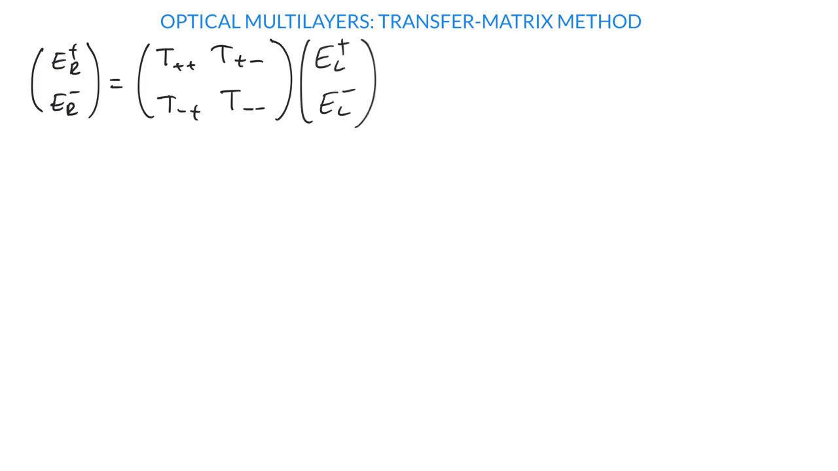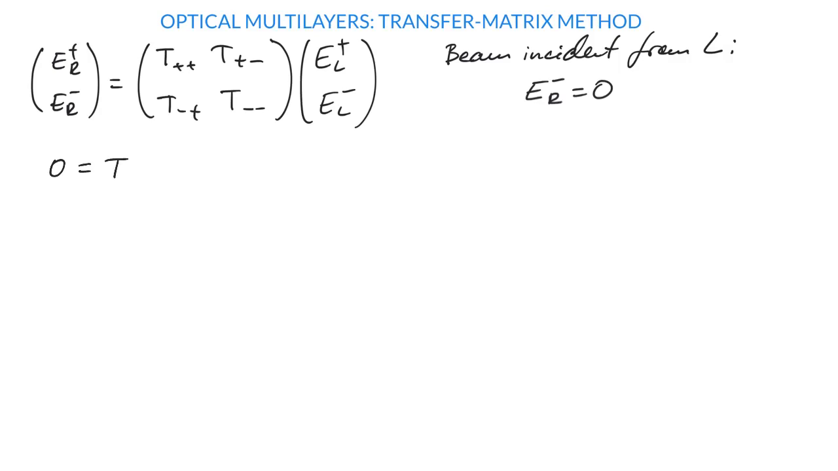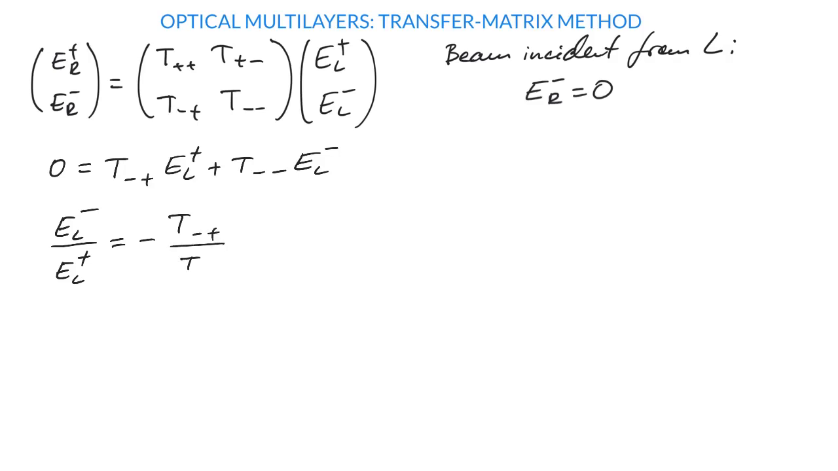For example, for a beam incident from the left, we have the amplitude ER minus equals 0. There is no beam incident from the right. This results in the equation from the second line of the matrix equation: 0 equals T minus plus EL plus plus T minus minus EL minus. This immediately gives us the reflection amplitude. We find that EL minus, which is the reflected amplitude, divided by EL plus, which is the incident amplitude, is simply equal to minus T minus plus divided by T minus minus.